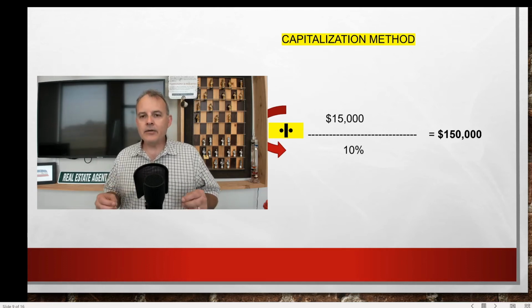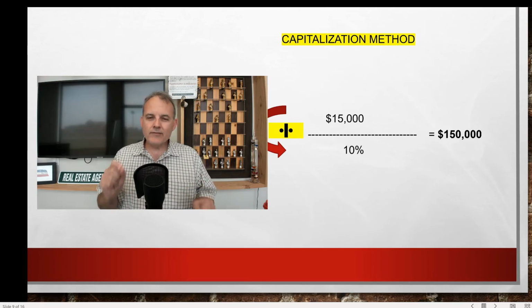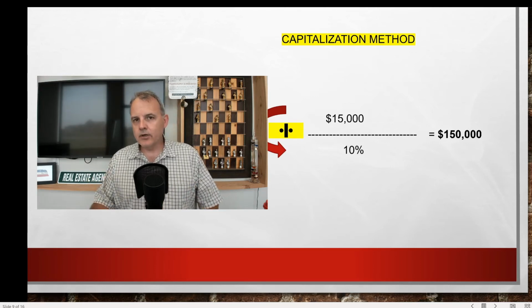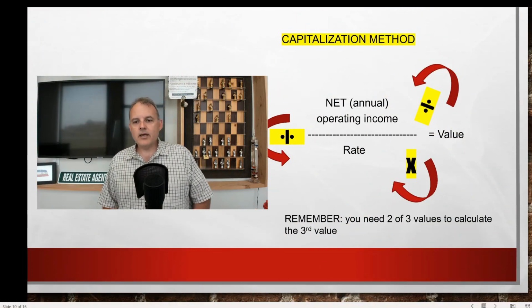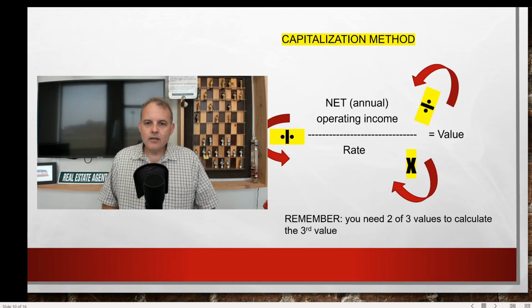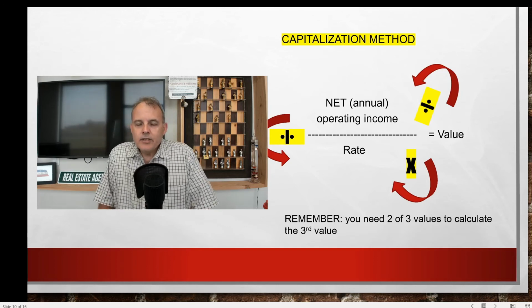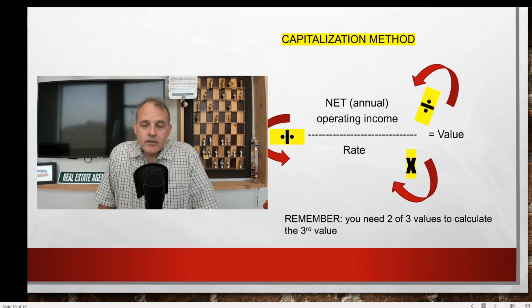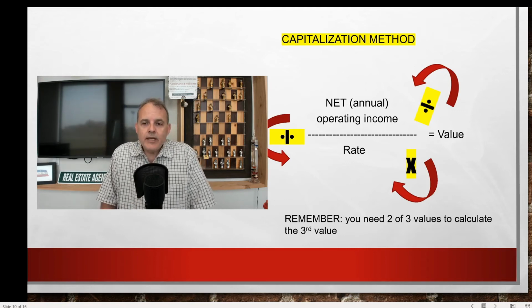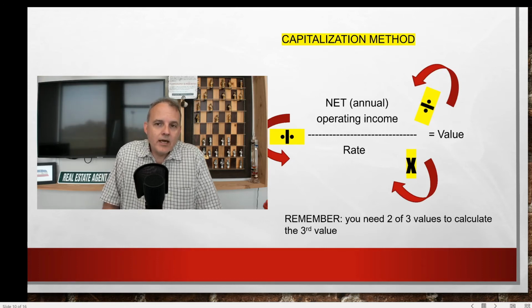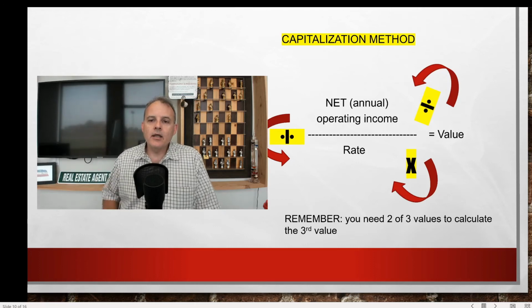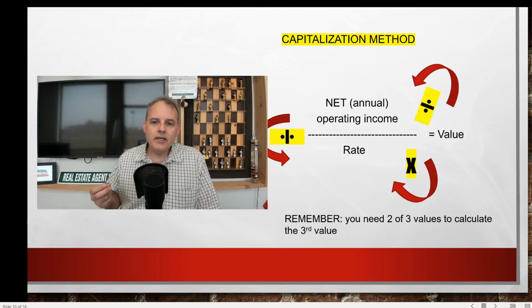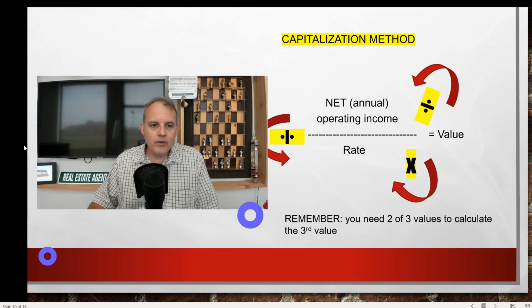Now remember, I talked about two. As long as we have 2 out of the 3 values, we can get the third. This is kind of a cool little thing to know too. So let's say, for example, the value is given to us in the test question, and the net operating income. We can now calculate what the rate is. Maybe the test question will give you the cap rate and the value, or the list price, and they're asking us to calculate the NOI. And here's how we do that.